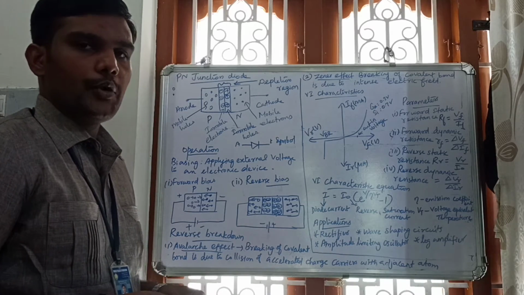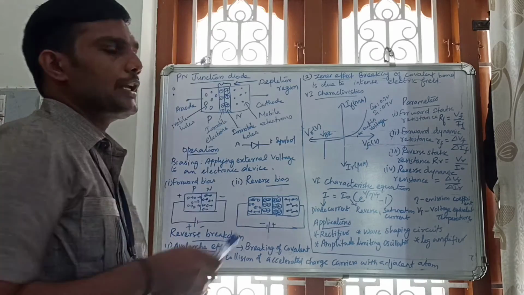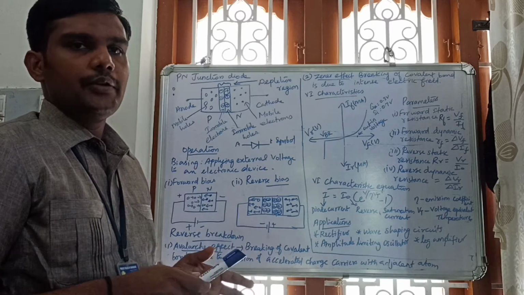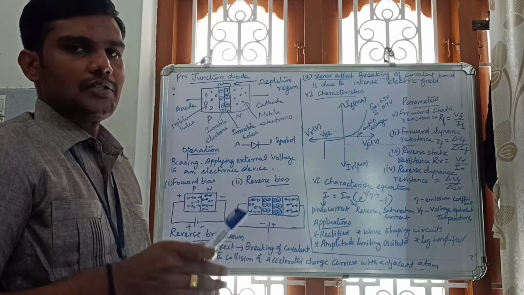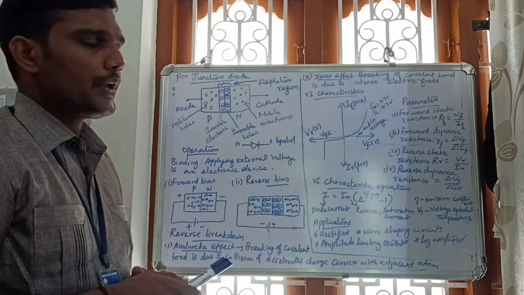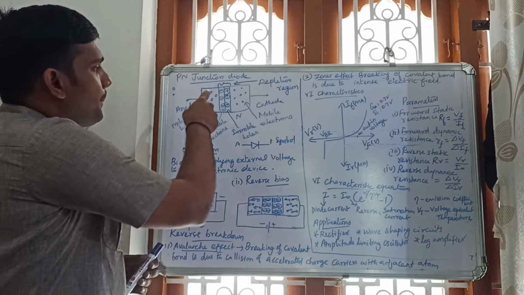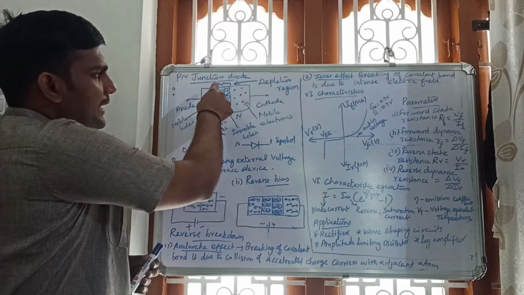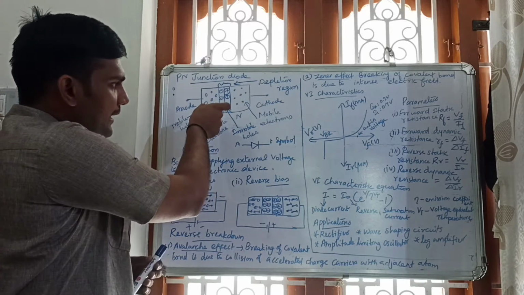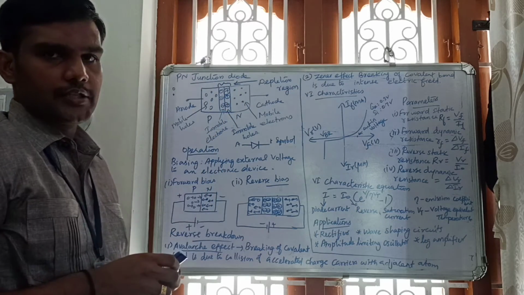Dear students, now I am going to teach the topic PN junction diode. It is a semiconductor diode which conducts in forward direction. It does not conduct in reverse direction. P-type semiconductor and N-type semiconductor chemically combine together to form the PN junction diode.